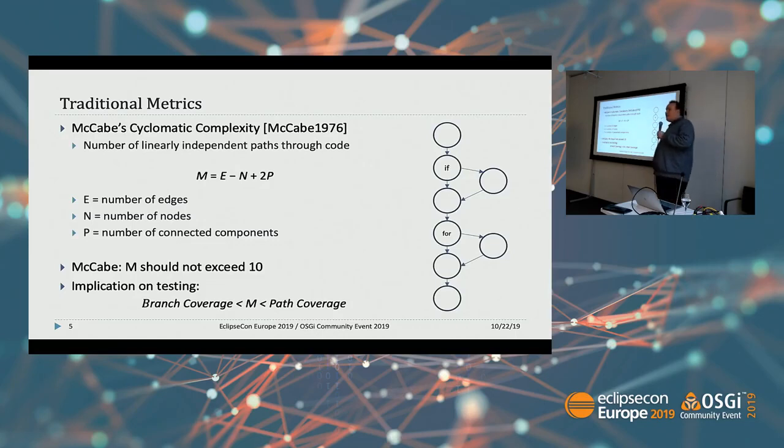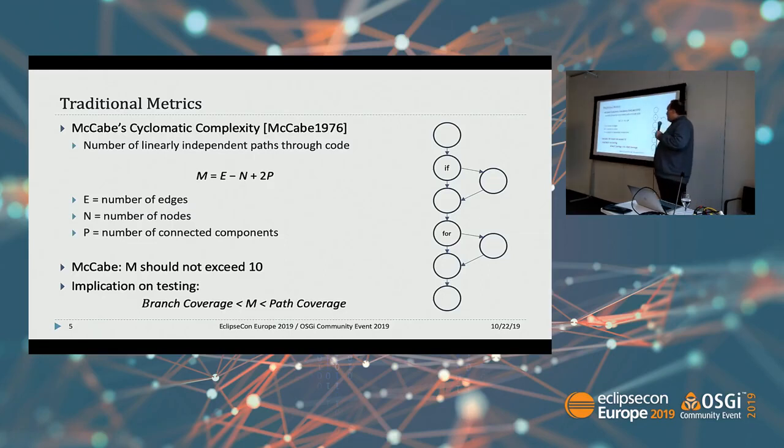Well, it has a lot of implications on testing of code, right? Because if you look here, the cyclomatic complexity is essentially giving an upper bound on the branch coverage. So how many test cases do you need to have visited every branch within your code? And also a lower bound on path coverage, right? Because due to loops, there can be many more paths than you have branch instructions, right?